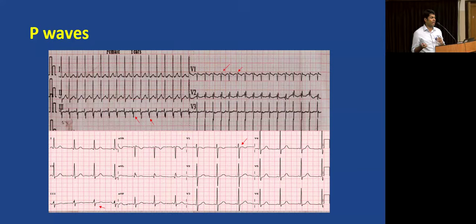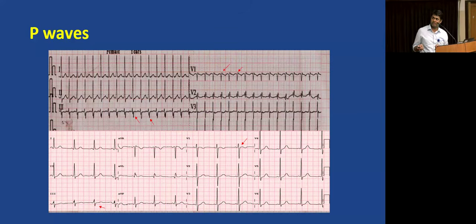So A and V cannot happen simultaneously. It's atrial activation followed by the His-Purkinje system and the ventricular activation. So they are activated in series. So P and QRS should always be one after another. But P and QRS being simultaneous cannot happen with AVRT.